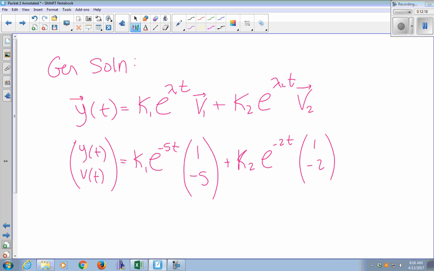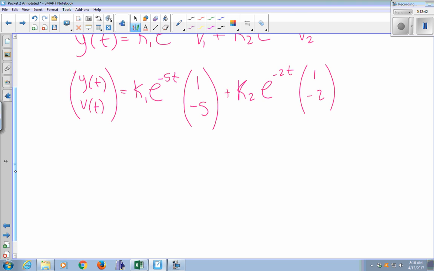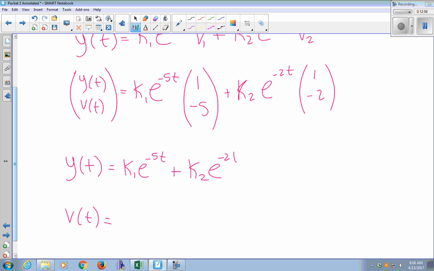All right, is this the same general solution that we got before when we did it the fast way? It looks different to me. Yeah, it's vectors. So the upper component, the first entry of this vector valued thing is y. The second entry is v. And v is just the derivative of y, right? So let's just parse this out. Pull out the y of t and the v of t. So I just want the first entry. So this is going to be k1 e to the negative 5t times 1 plus k2 e to the negative 2t times 1. That is the y that I got before.